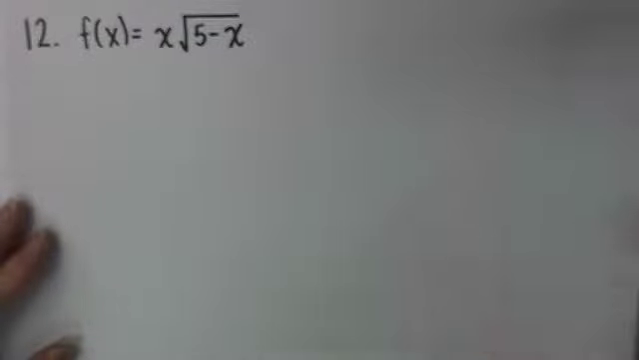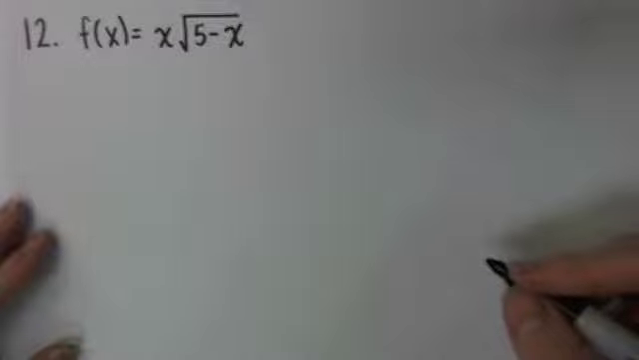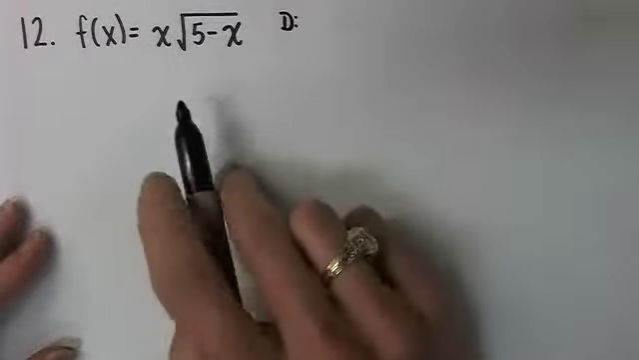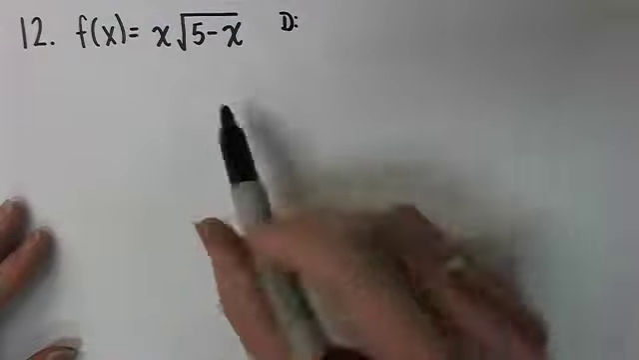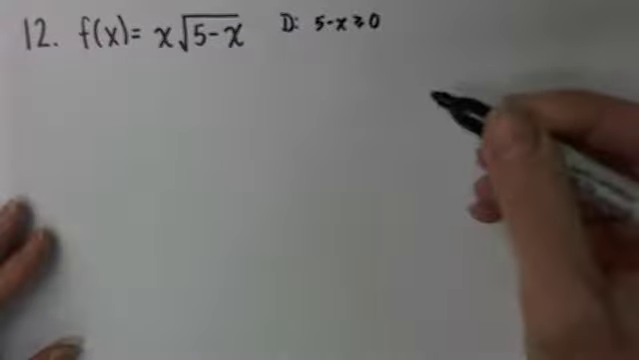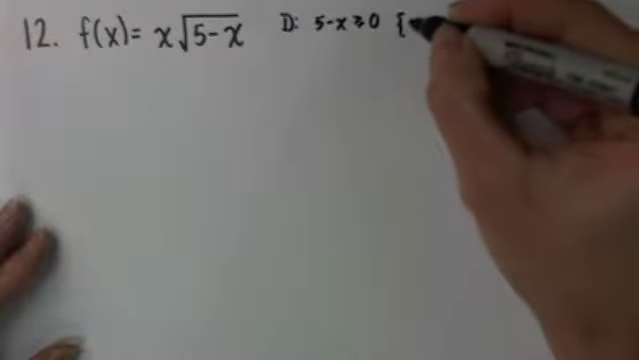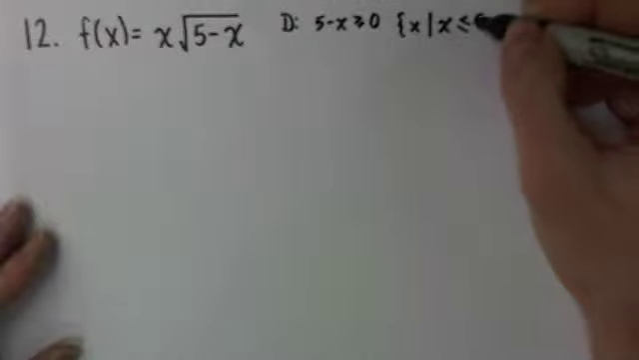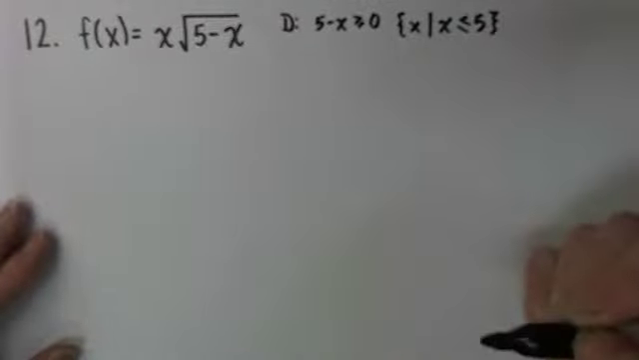Number 12, sketching the curve x times the square root of 5 minus x. All right, so first we want to find the domain. We've got a square root function, so the inside of the square root has to be greater than or equal to 0, which means that x is going to have to be less than or equal to 5.